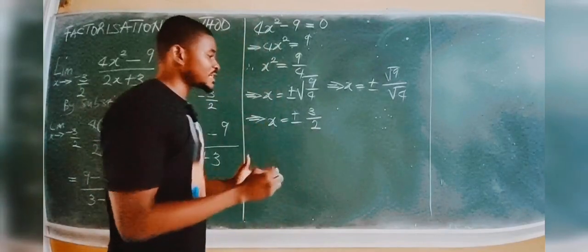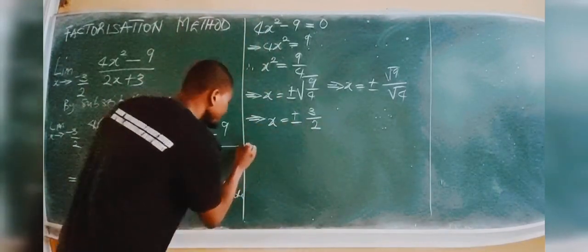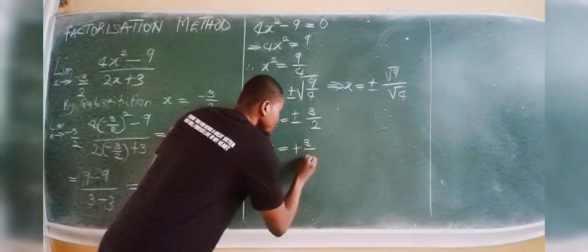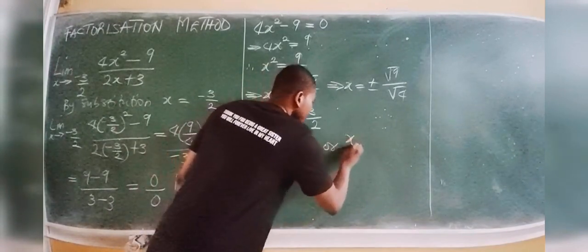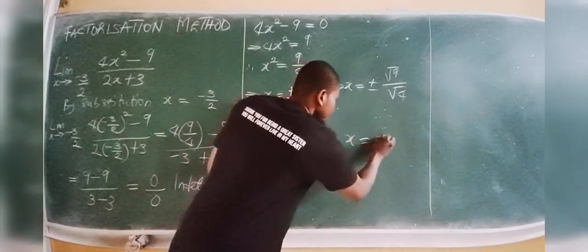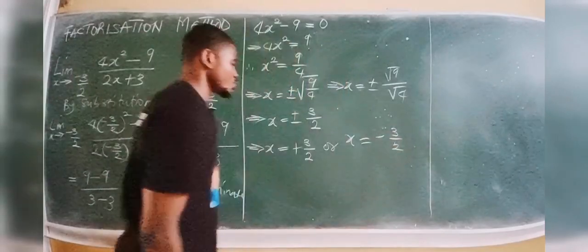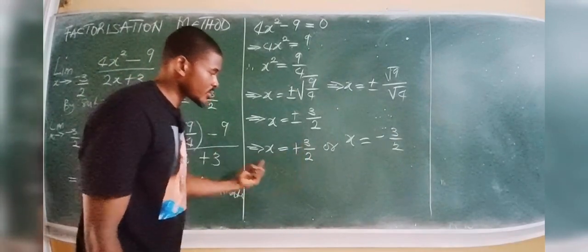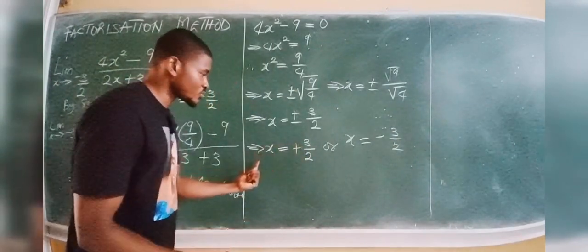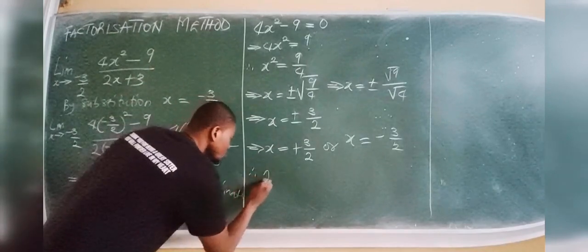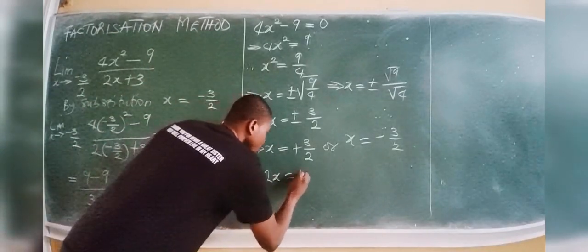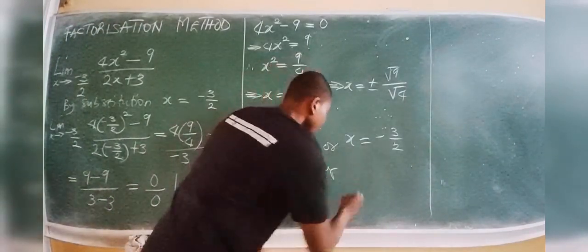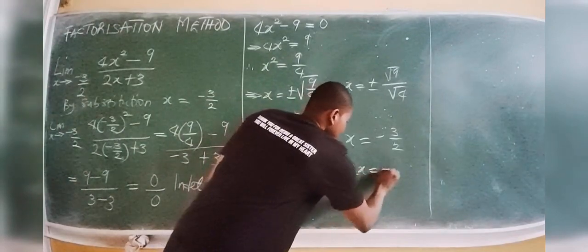So x has a value that exists in two ways. This simply implies that x is either plus 3 all over 2 or x is equal to minus 3 all over 2. If I cross multiply, or multiply both sides by 2, this implies that 2x equals plus 3, or same thing here, 2 multiplied by x becomes 2x equals minus 3.